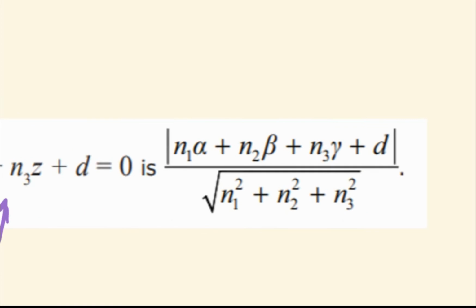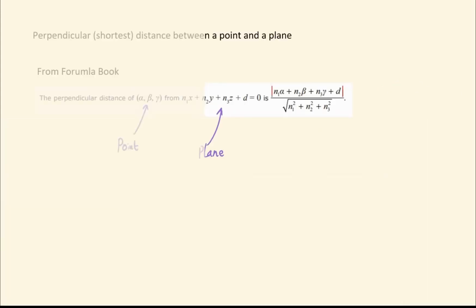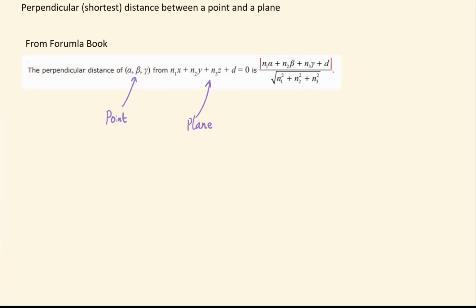And just to remind you, if you haven't seen it, these are modulus signs, and they just mean take the positive value. So if this equals minus 4, you just pretend it equals 4. The reason for this is that when you work out distance, it has to be positive. A distance of minus 4 doesn't make any sense, so you just say, okay, it's a distance of 4.